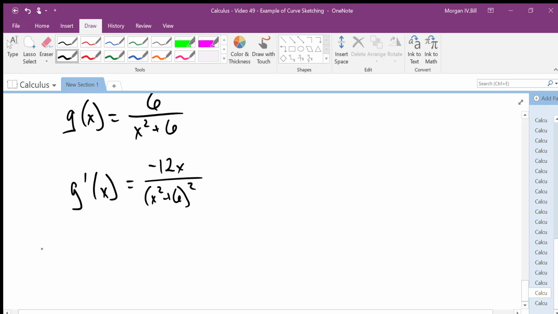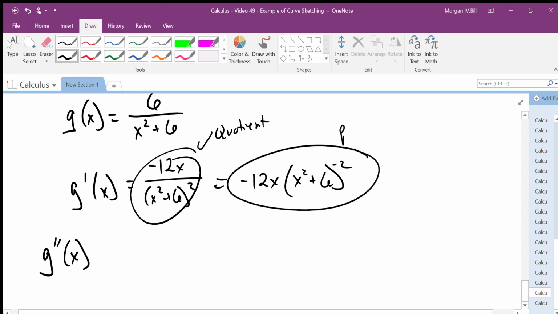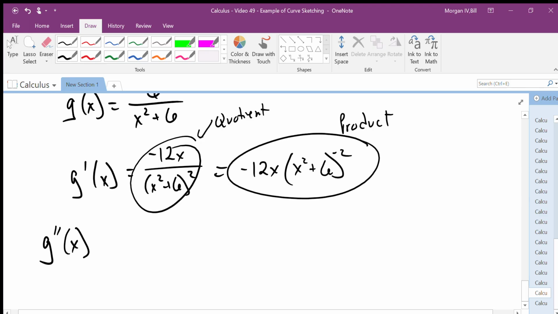So, second derivative, again, you could use the quotient rule, or you could bring that x squared plus 6 squared to the numerator and think of that as negative 12x times x squared plus 6 to the negative 2. Honestly, either way is fine. In the first way, you're using the quotient rule here, right? That's quotient rule. In the second way, you'll be using product rule, because your first function there, negative 12x, your second function, x squared plus 6 to the negative 2. Either way is really fine. Let's just try quotient rule this time.